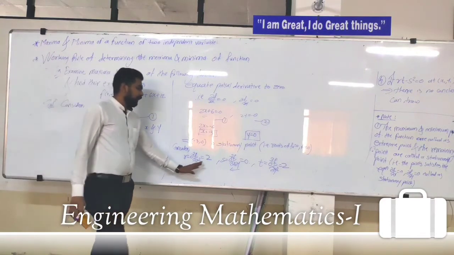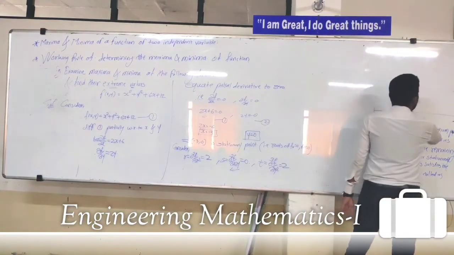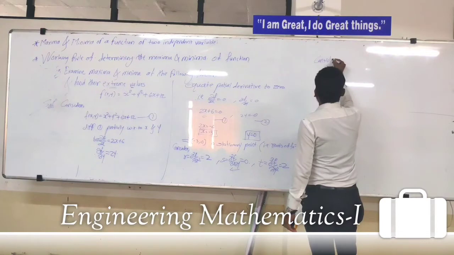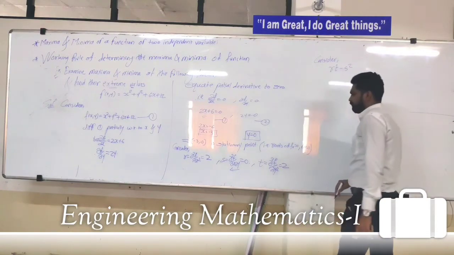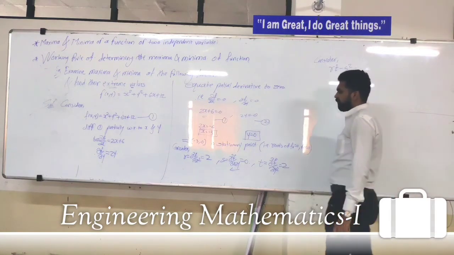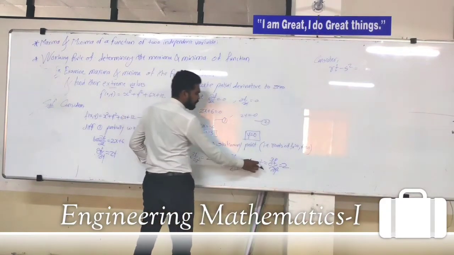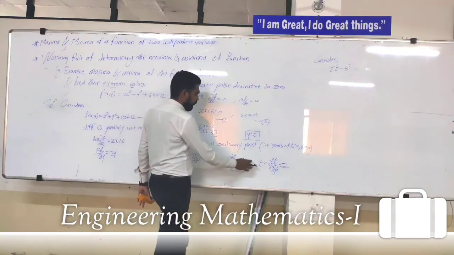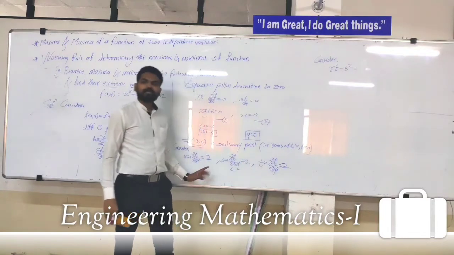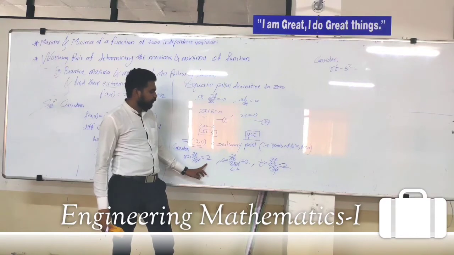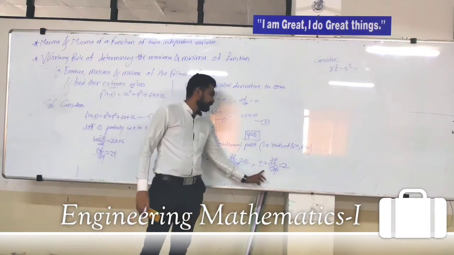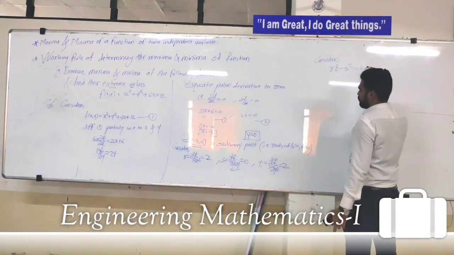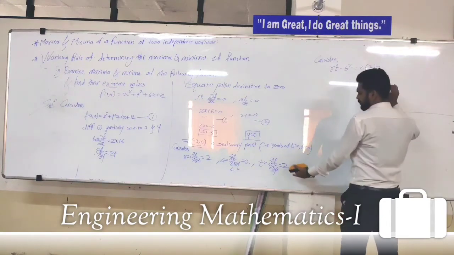So in this way we get r, s, t. Now next one, consider rt minus s square, which is equal to... We need the values of r, s, t at the stationary point, that is at (minus 3, 0). But in r, s, t values there are no x, y terms, so at (minus 3, 0) the value of r is 2, t is 2, and s is 0. So rt minus s square, where r is 2, t is 2 and s is 0.